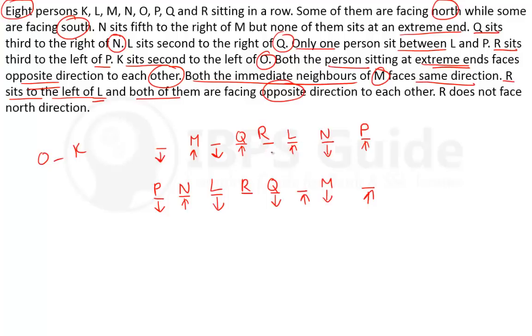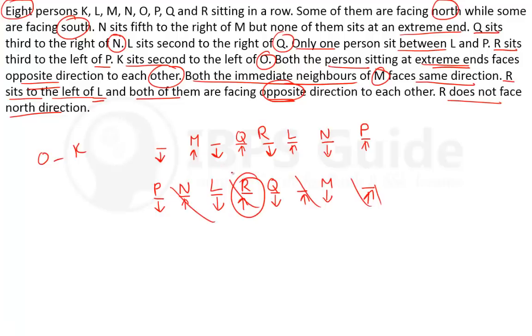L and R both are facing opposite directions. So if L is facing north, then R must be facing south. If L is facing south, then R must face toward the north, not south. He is saying both of them face opposite directions, not the same. It must be placed toward the north because he said opposite. And at last he is saying R does not face north direction. So this means this is wrong.